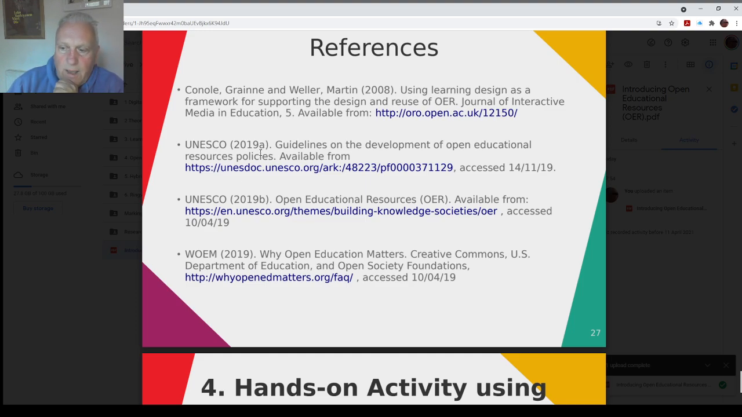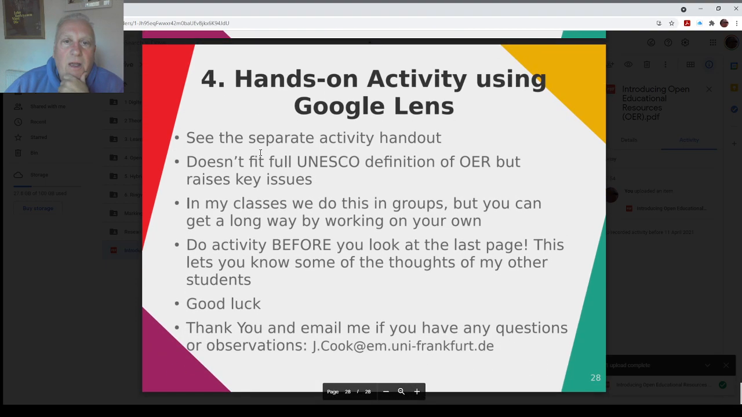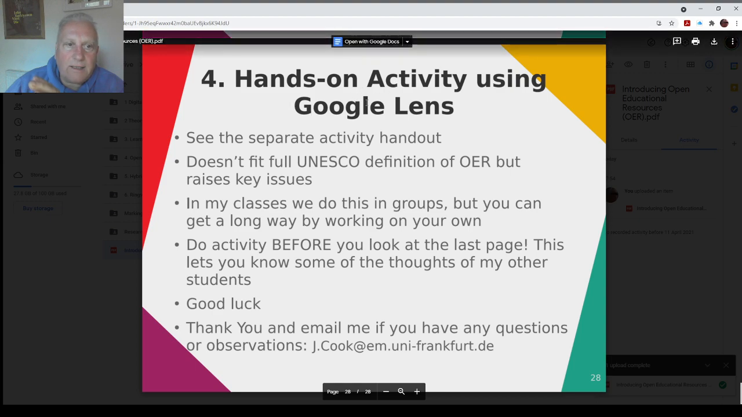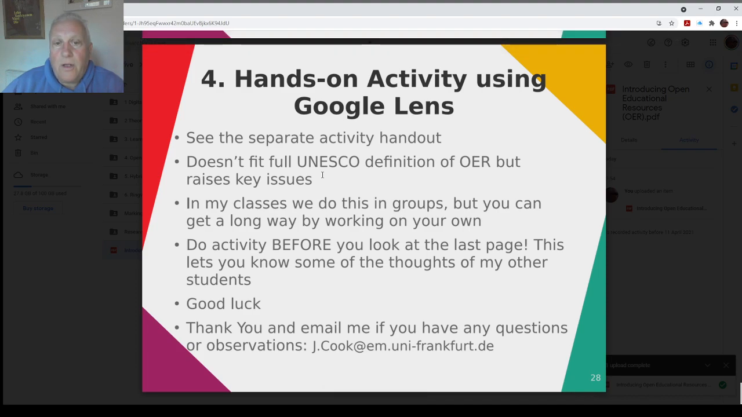What I want to point you to now, with the time that's left, I think I've been talking at the end of this for about 25 minutes, so it gives you plenty of time to do this exercise. See the separate handout for the Google Lens activity. Google Lens is available on Android and iOS, but it doesn't fully fit the UNESCO definition of OER. But it raises key issues like privacy issues and ethical issues. But it is available to use. It's just that the licensing is a bit different to what we might expect from open educational resources. But anybody can use it.